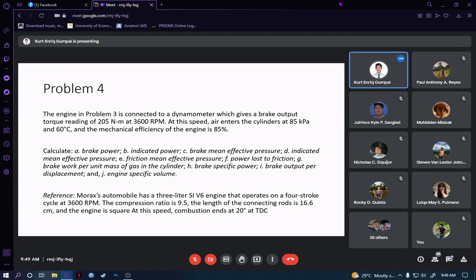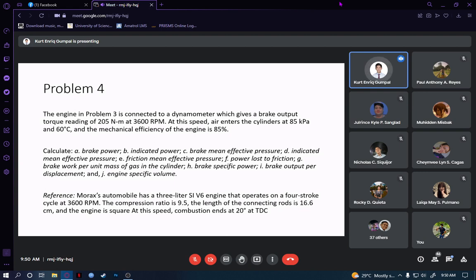So, in relation to your problem number 3, muna ni siya ang manggawas dayon sa mga exams nato. Isa ka question, napulo ka buok ang gipangita. Brake power, indicated power, brake mean effective pressure, indicated mean effective pressure, friction mean effective pressure, power loss to friction. You have brake work per unit mass of gas in the cylinder. Then we have brake specific power. We have brake output per displacement, and then we have engine specific volume.